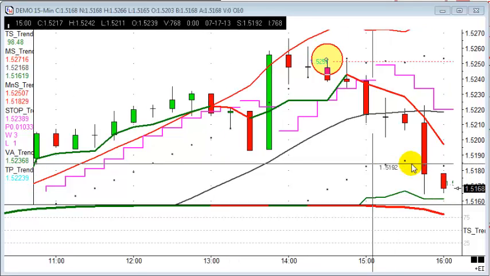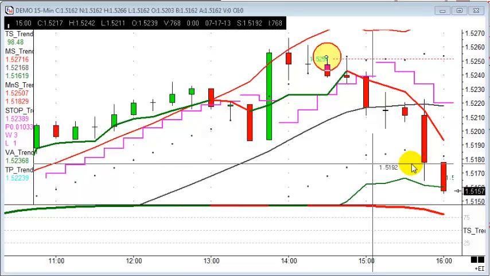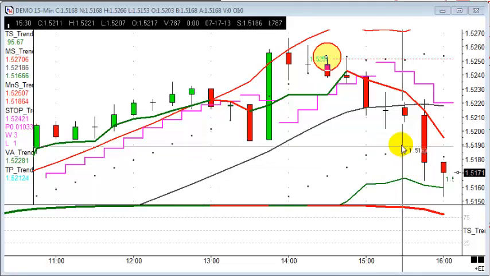The good news is that it isn't that complicated. It's just about looking for that color change and spotting the timing for those trades.